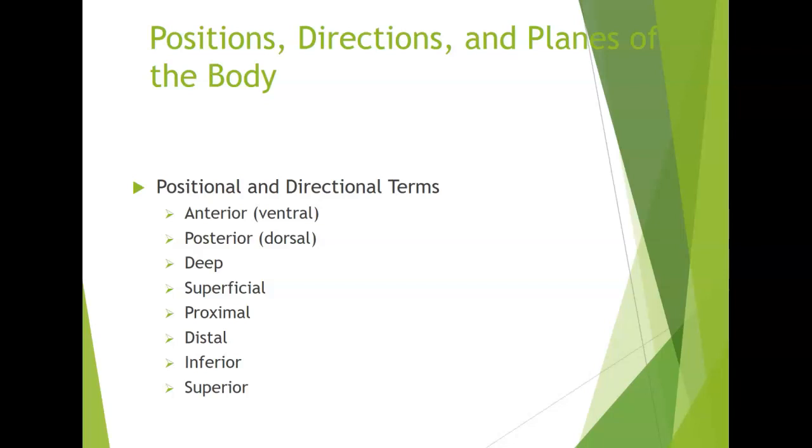Proximal is going to be near the beginning point of a structure or the point of attachment. So the shoulder is more proximal than the elbow. Distal means further away. So the wrist is more distal, or further away, than the elbow. So it's going to be further away from the point of attachment. Inferior is always going to be below, and superior is going to be above, so towards the head.